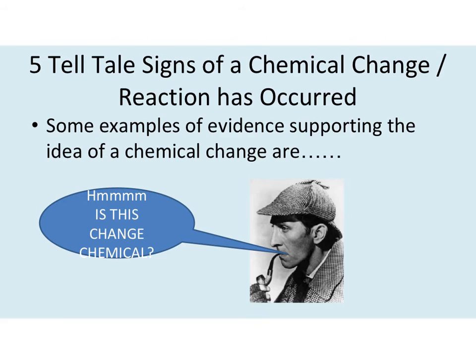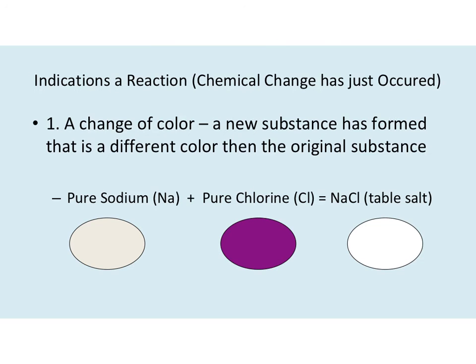So when you're looking at the change that occurred, you're looking for these signs and saying, okay, I see this, I see this, I see this. This is probably a reaction. Okay? So these are indicators that a reaction has happened. Now, when we say indicators, it's not 100% that a reaction happened if you see this. Okay? These indicate that you are probably seeing a reaction, and the more indicators that you see, the stronger evidence you have that a reaction has occurred.